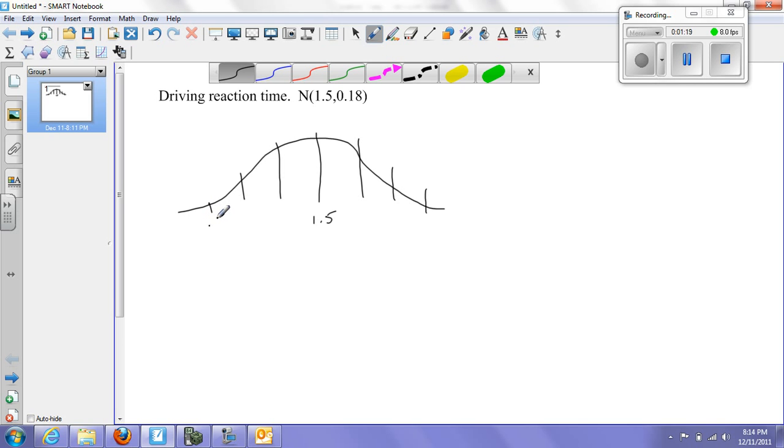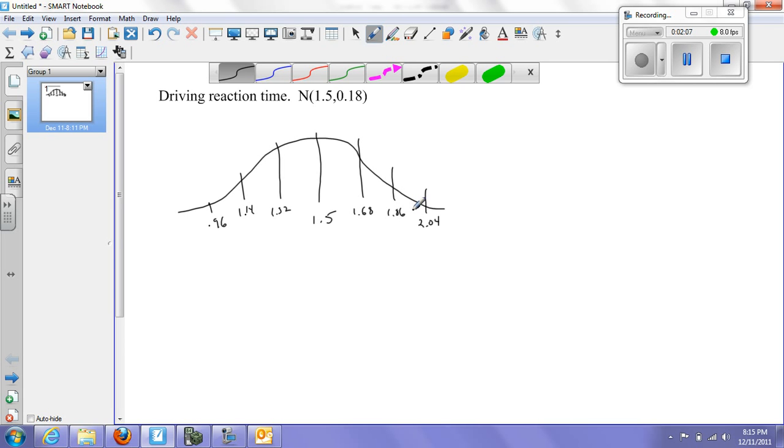This is 0.96. This is 1.14. This is 1.32. Way over here is 1.68. Then 1.86. And finally 2.04. Each 0.18 standard deviation away from the rest. So that's kind of what our model looks like, and we know that we have 68% between here and here, and 95% between here and here, and 99.7% between here and there.